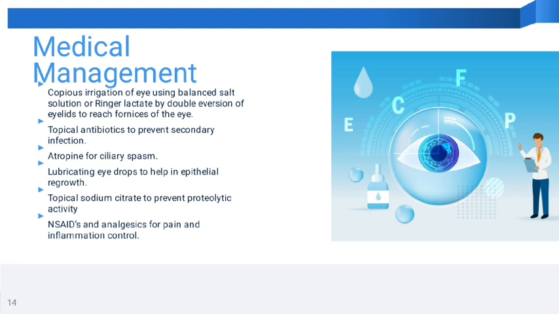Now to the medical management part. Copious irrigation of the eye using balanced salt solution or Ringer lactate, with double eversion of the eyelids to reach the fornices of the eye. Topical antibiotics to prevent secondary infection. Atropine for ciliary spasm. Lubricating eye drops to help in epithelial regrowth. Topical sodium citrate to prevent proteolytic activity, NSAIDs and analgesics for pain and inflammation control.